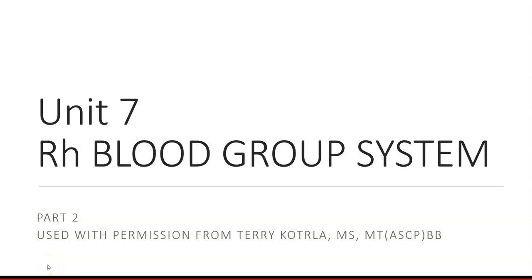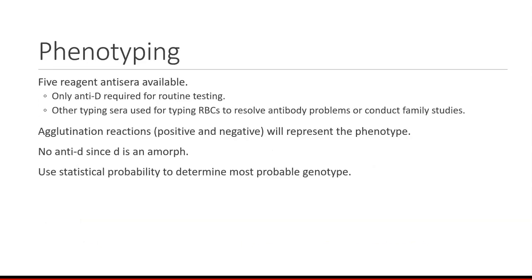Let's continue on with Unit 7, the Rh blood group system. This is Part 2. Now that we've learned about the different Rh antigens and the Fisher-Race and Wiener nomenclatures, let's talk about phenotyping. There are 5 reagent antisera available, and I'm talking about routine antisera.